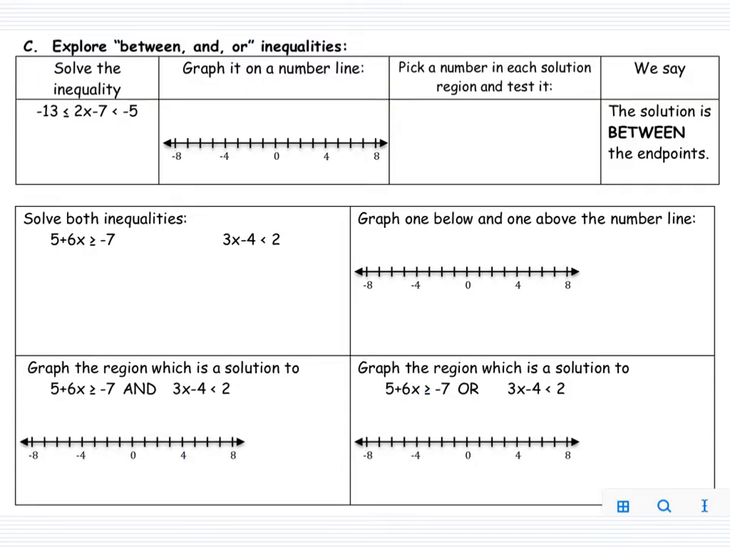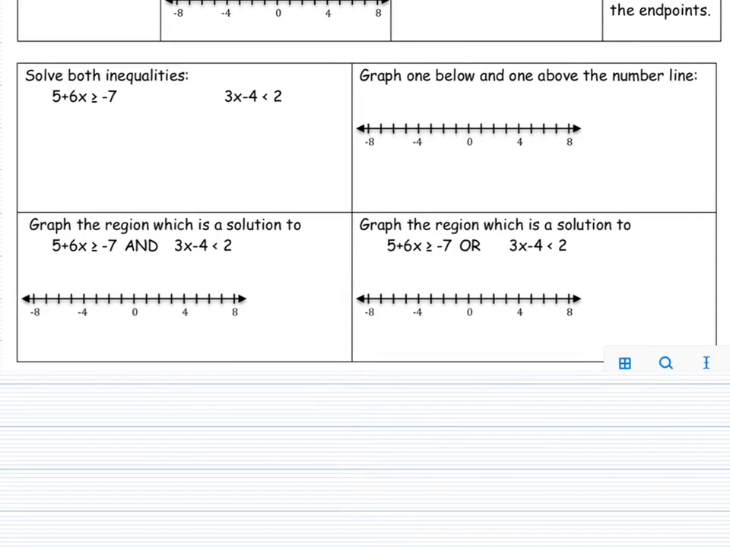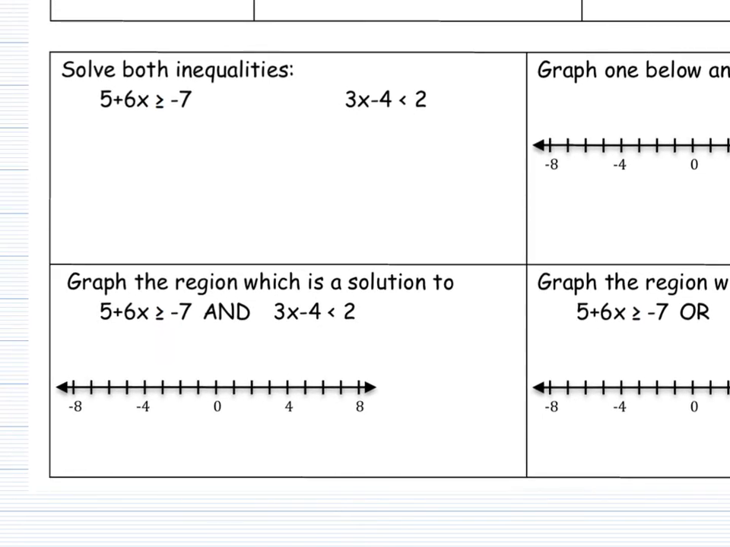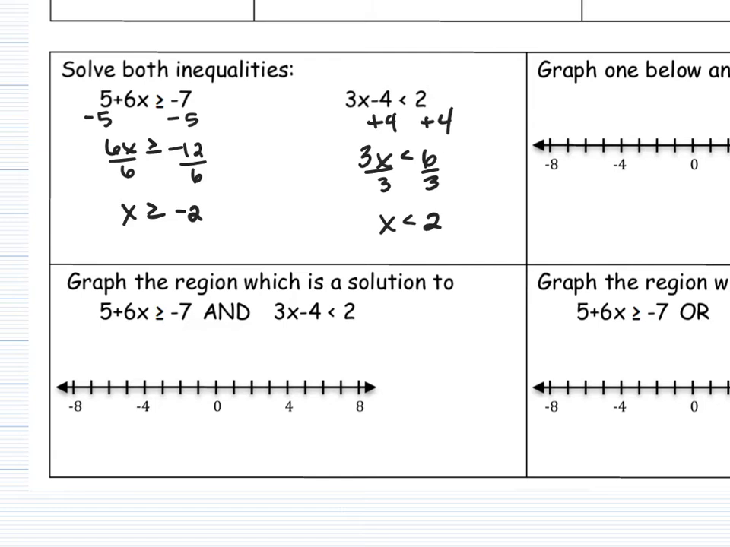Last thing I want to discuss, and I don't really need that top part because we just did that. I'm going to zoom in on this part. If I solve these inequalities separately, -5, -5, I got 6x is greater than or equal to -12, divided by 6, divided by 6, x is greater than or equal to -2. Over here, got +4, 3x is less than 6, divided by 3, x is less than 2. So I have these two inequalities.